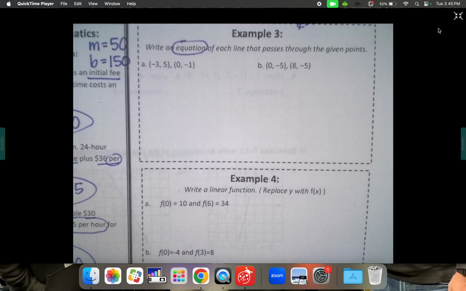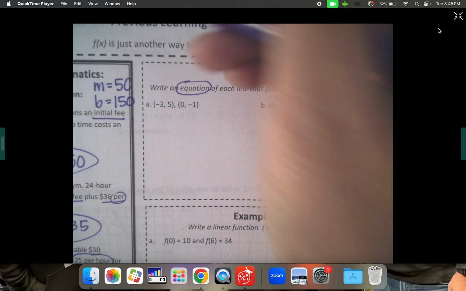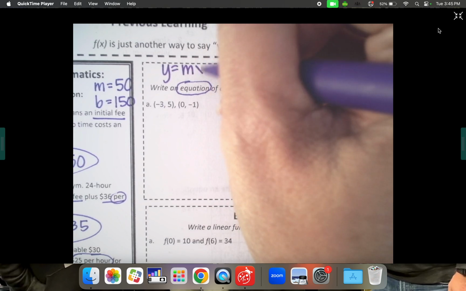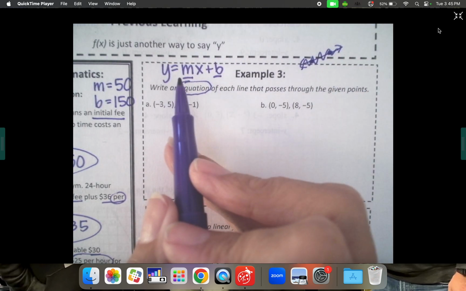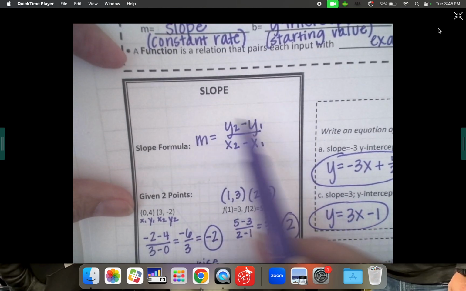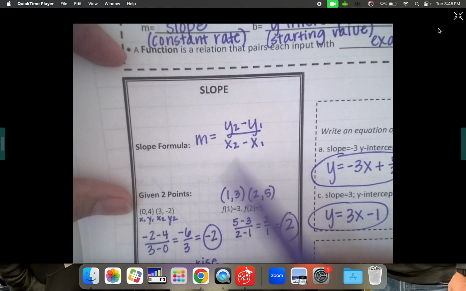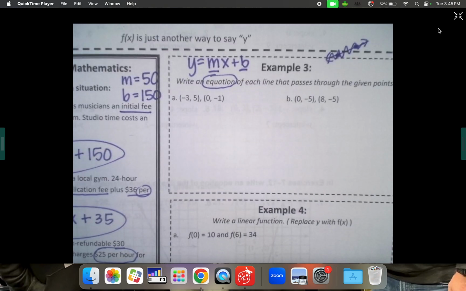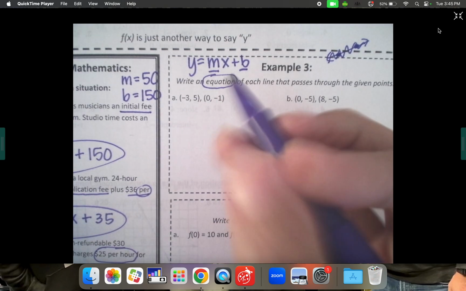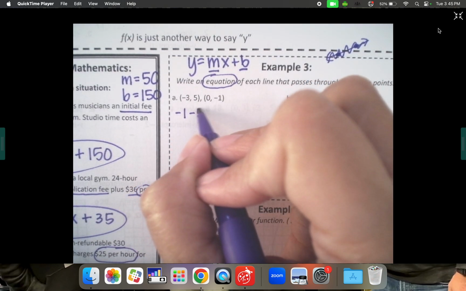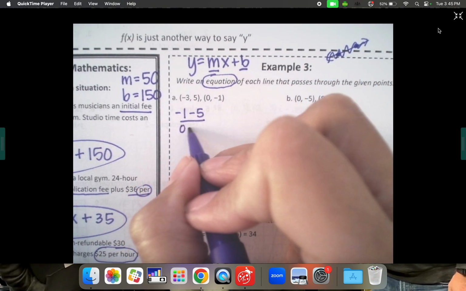So the first part of it, you already know how to do. We need to find the slope. Because if we're going to write a whole equation, we need the slope and we need the y-intercept. We need the m and the b. So you already know how to find the m. In case you forgot, it's right here. To find the slope from 2 points, you're just going to do y2 minus y1 over x2 minus x1. So let's start with that, and that'll give us half of our answer. So -1 minus 5 over 0 minus -3.